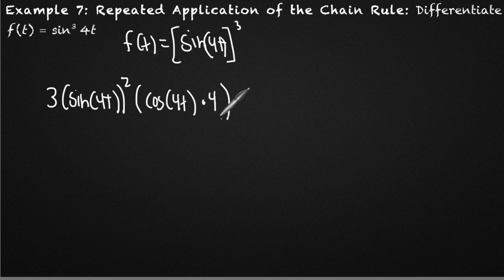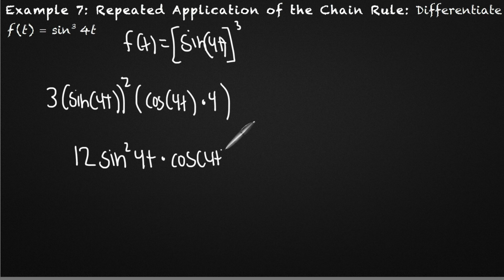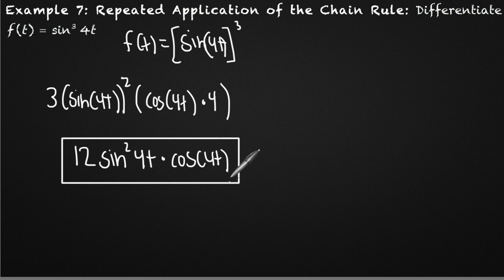And that essentially is as far as you can go. So let's just clean this up a little bit. 4 times 3 is 12 sine squared of 4t times cosine of 4t. And essentially, that is as far as you can take the derivative.